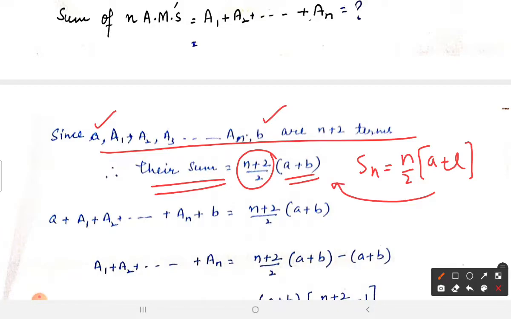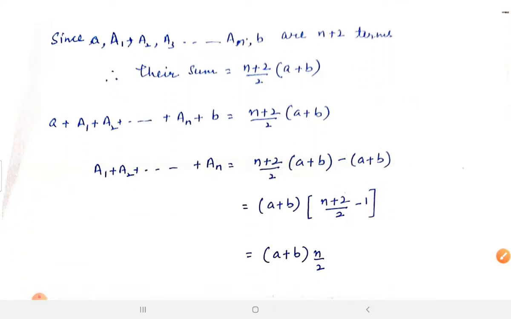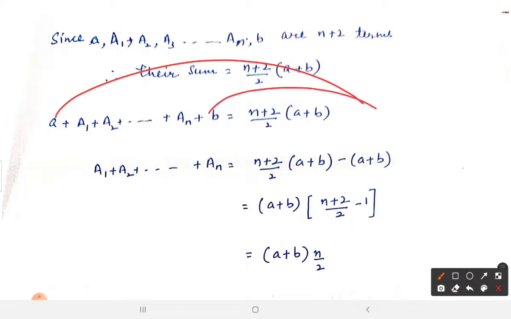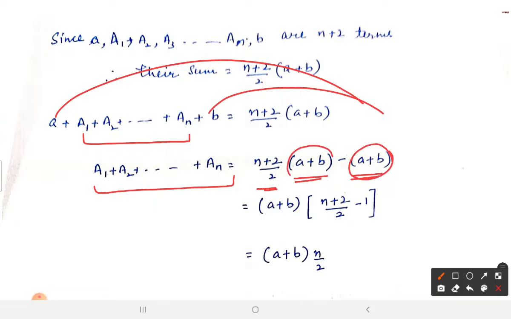So let us sum this: a plus a1 plus a2 plus so on is equal to n plus 2 by 2 times a plus b. Clear? अब हमने क्या किया, ये वाला जो a ये भी इधर ले आए और b भी इधर ले आए, because we need to find sum of only these terms. So we have n plus 2 by 2 (a plus b) minus a minus b. Combine करा तो it is minus (a plus b). यहाँ पे भी a plus b है, यहाँ पे भी a plus b है, तो take this common. So we have a plus b as common.